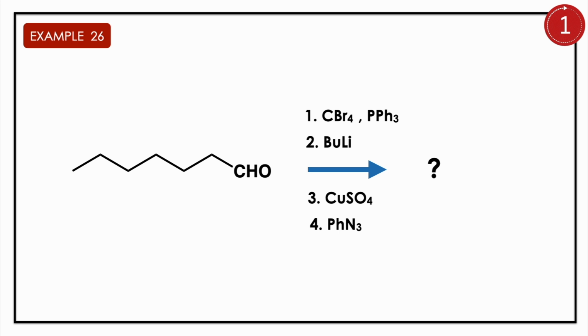Then the next reaction. You have a linear compound with an aldehyde. You are using carbon tetrabromide with phosphine, butyl lithium, copper sulfate and an azide. You should find what the final product will be.